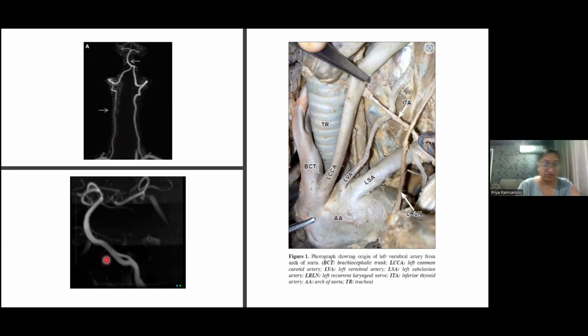Noted in figure B below, you could see, you've seen it before, this is exactly how fenestration looks. This is on an MRA. It was an incidental finding of fenestration of the distal left vertebral artery. In this case, there was no aneurysm actually seen.